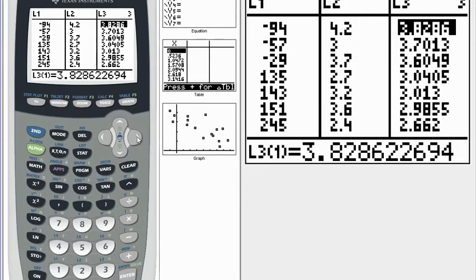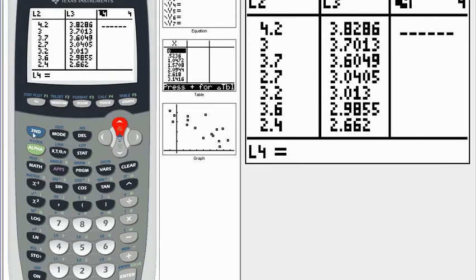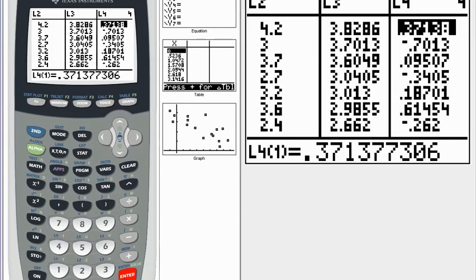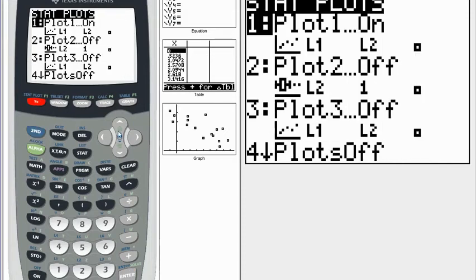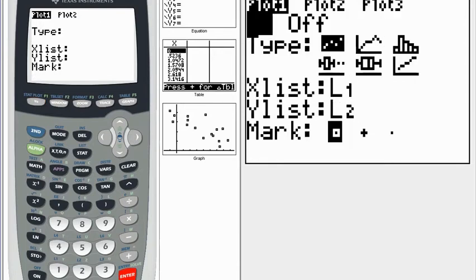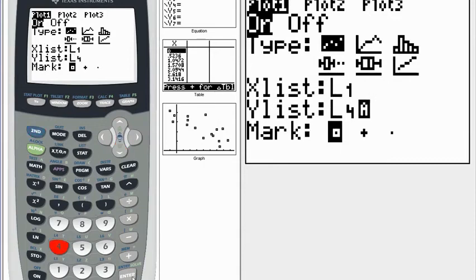Now, how far off are these predicted values? Let's put that in L4. Those are our residuals, so L2 minus L3. And now we have our residuals. This is how far off on average we find that our model is. Well, that would be the standard error of the residuals, how far off on average. But now we can look at these residuals to see if we have our equivariance, to see if we have the nearly normal condition.